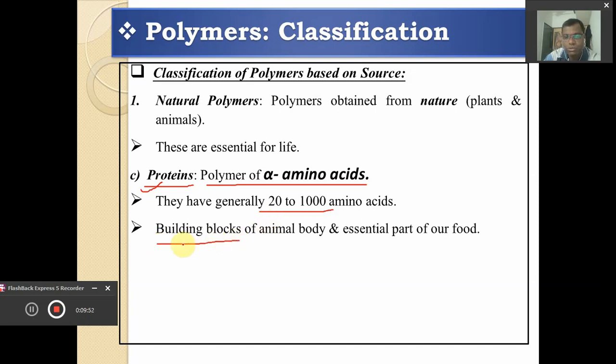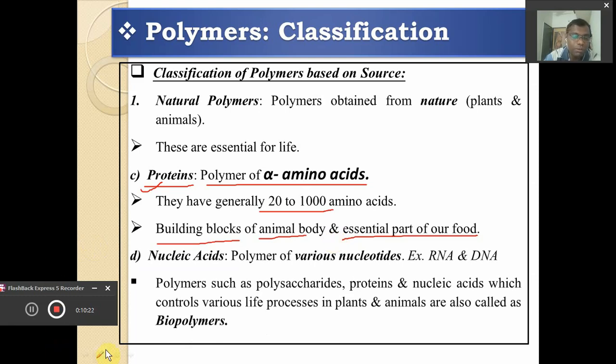And this protein acts as the structural unit, or I will say the building block, of animals, because the structural unit or building block of plant is cellulose, but the building block of animal body is called protein. So this protein acts as the building block of animal body, and these are the essential part of our food. So that must be present in our food, and which are responsible for the building of the body. So the structure of the body depends upon the protein, which is the polymer of alpha amino acid.